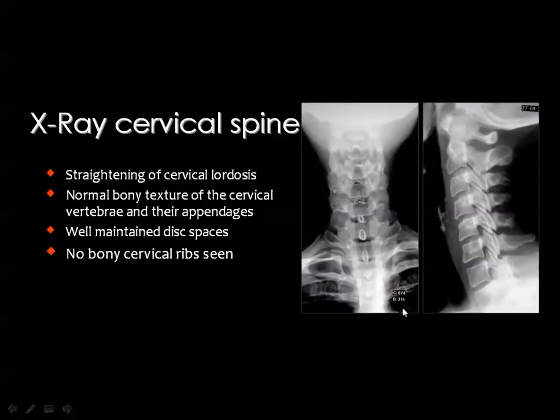And in this cervical spine, you say that there is a straightening of the cervical lordosis. The curve is obliterated, and the bony density is good. There is normal bony architecture of the cervical vertebral bodies and their appendages. In the cervical spine, the disc spaces are equal. Then C2-3 should be equal to C3-4, and so on. And you see here the disc spaces are well maintained. And finally, you look for the presence of a cervical rib.